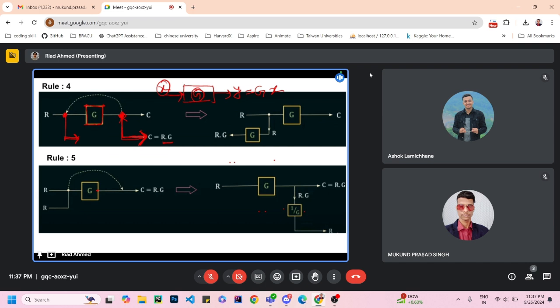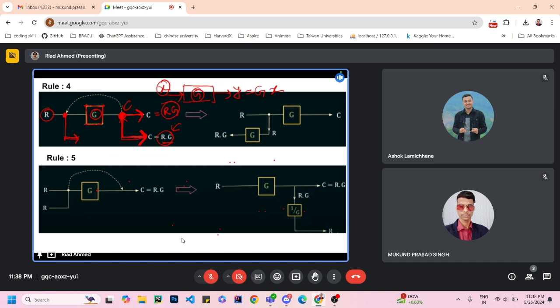So here you can see the output. What is the value of C? The value of output, or the value of C, will be the multiplication of R and G. So R and G will be the output. Now, as we are taking a connection from this point, this connecting wire will also have the same value, because you are just taking the signal value by using a wire. So this should be the same as RG.